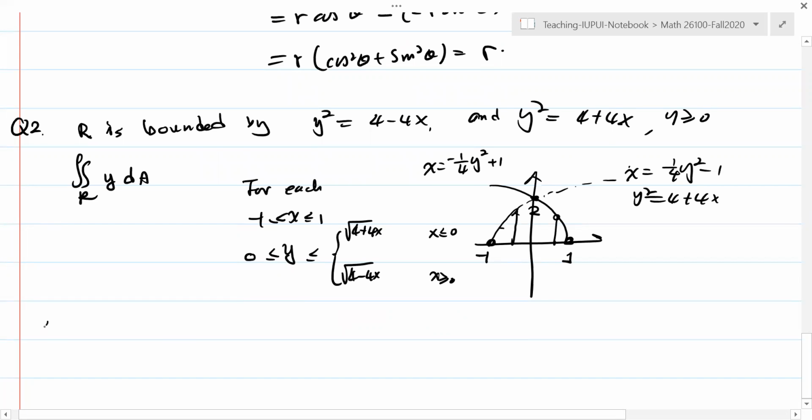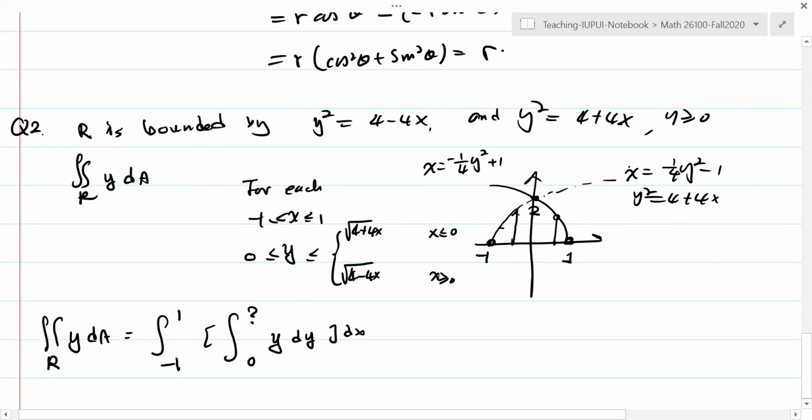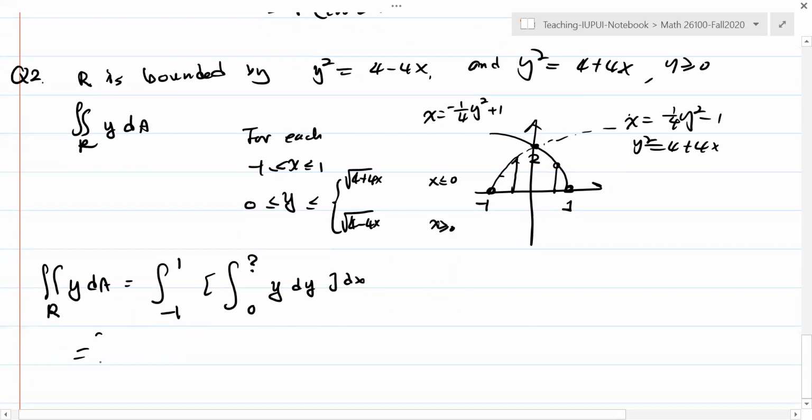So the double integral is going to be from x equals -1 to +1, and then you have to put a question mark here, because you don't know what that is, with y dy and dx. So you have to use two integrals: from 0 to this, then from -1 to 0 when x is negative, where you get 4 plus 4x.